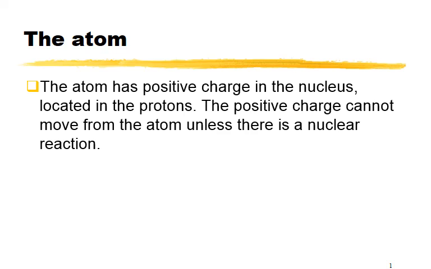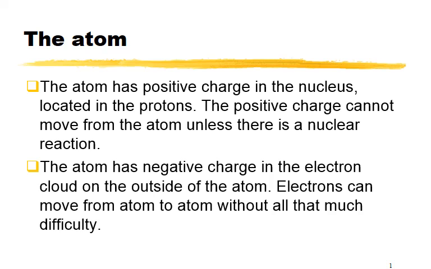All right, so for the atom, we have the positive charge in the nucleus, and that positive charge cannot move from the atom unless there's a nuclear reaction. And that's a really important part of electrostatics. The atom has a negative charge in the electron cloud around the atom, and electrons can move from one atom to another depending on if they're conductors, electrical conductors, or not.